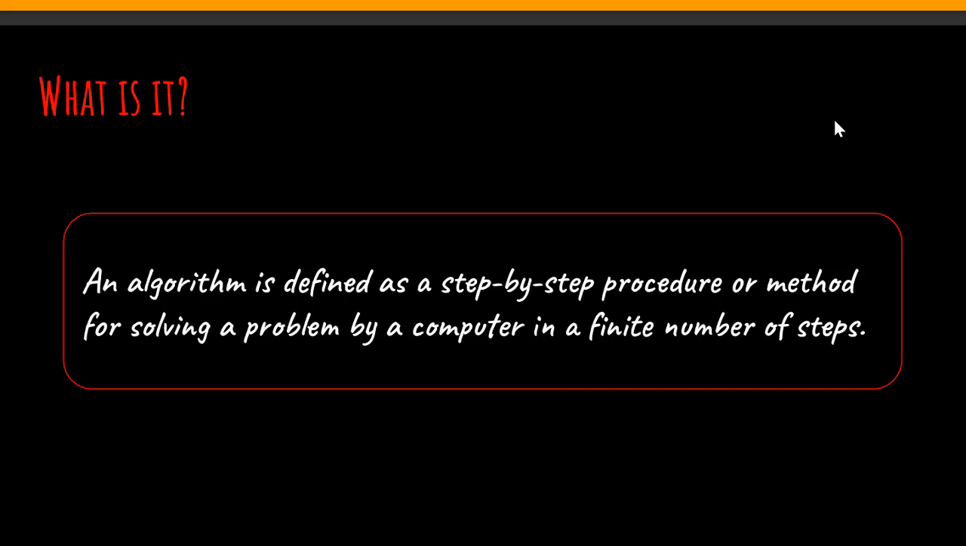Now let's understand what exactly is the algorithm. Typically saying, an algorithm is defined as a step-by-step procedure or method for solving a problem by a computer in a finite number of steps. I think we need to divide this definition into simple chunks. So let's move and let's simplify it.